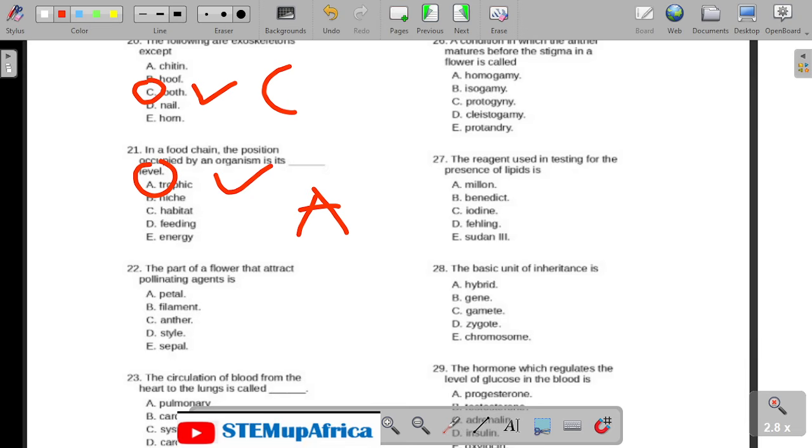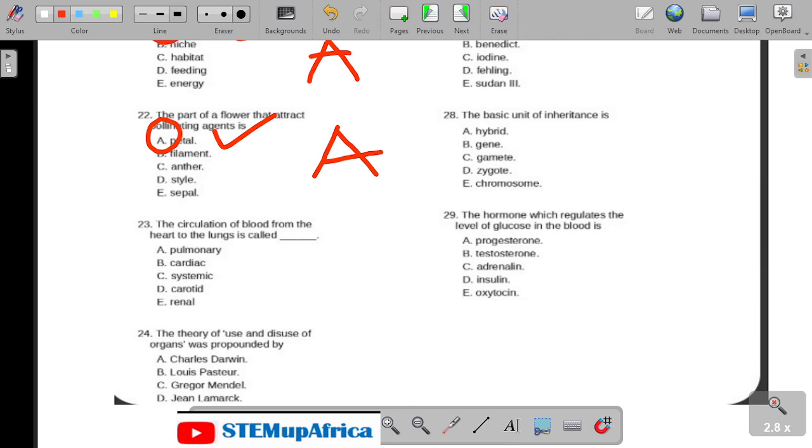Yes, it is the petal. That is part of the flower. It's called the petal. Number 22, that will give us option A. Let's see what 23 has for us.